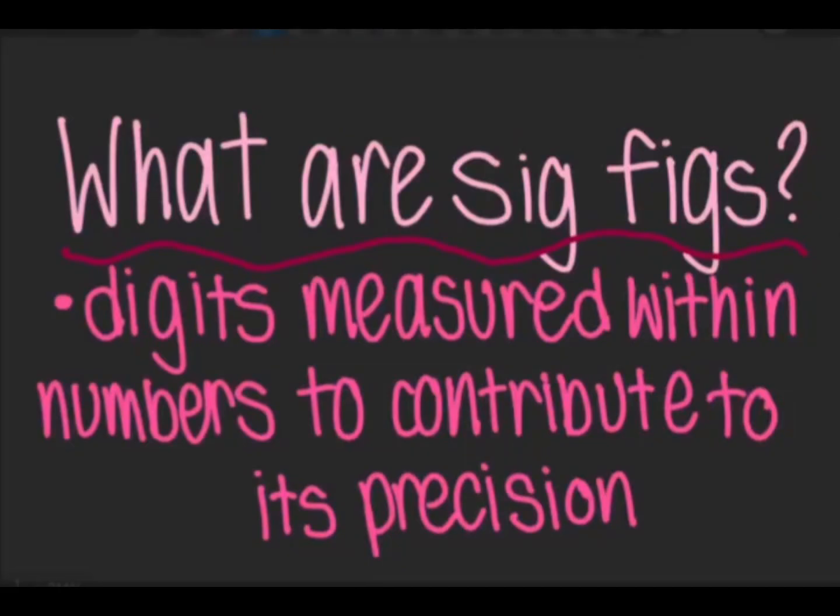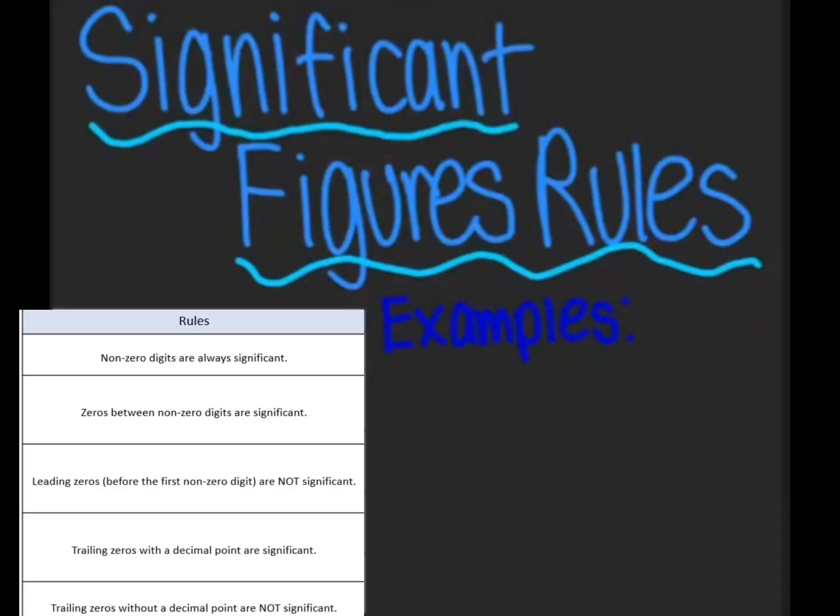So what are sig figs? Sig figs are digits measured within a number that contribute to its precision. They help show how accurate a measurement is. To know which digits are significant, we need to follow specific rules. The rules we need to follow are: non-zero digits are always significant.